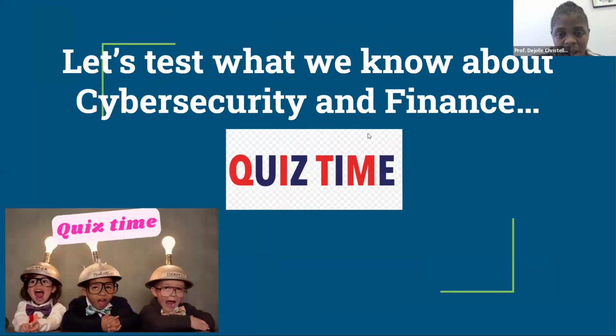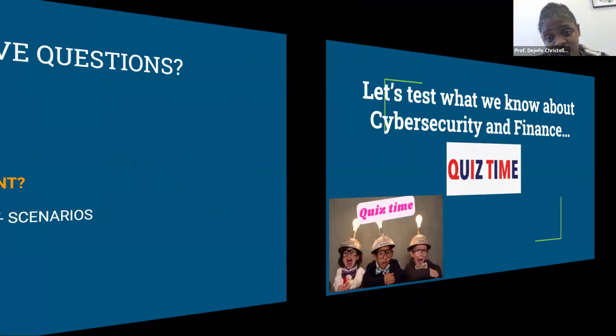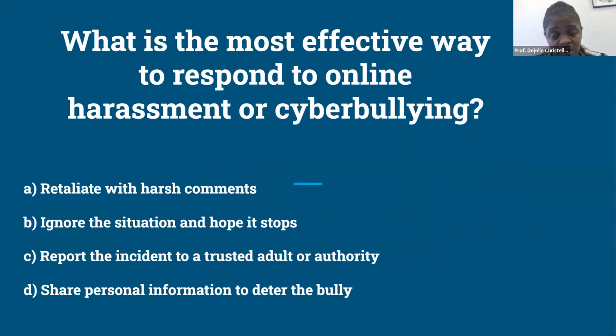Okay, so we studied why awareness is important, right? And how we can avoid scams, right? This question was also asked last week: what is the most effective way to respond to online harassment or cyberbullying? I don't know if Alicia wants to answer this question because she was not there last week. Alicia, we have a question here for you. Answer C, report the incident to a trusted adult or authority. Good.